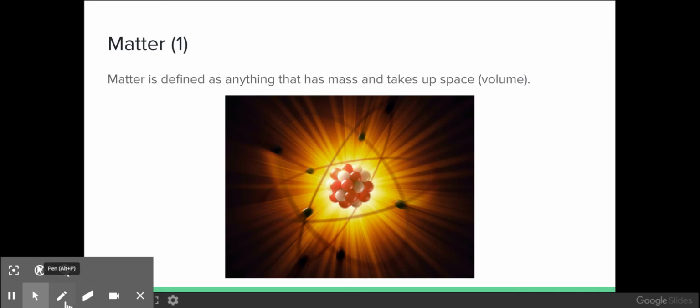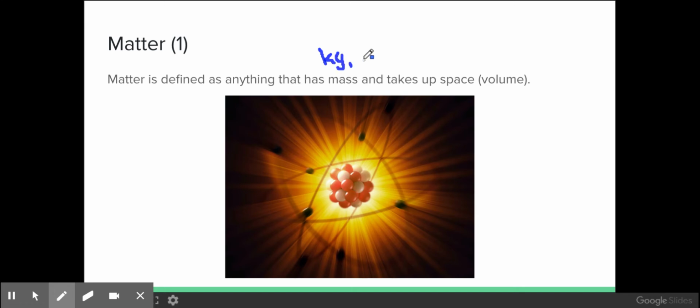Matter is defined as anything we can measure the mass of, the SI unit of which is kilograms, or sometimes we simply just use grams to measure mass, or anything that takes up space. If it has a volume in meters cubed, or we can measure its volume in some denomination of liter. If both of those things are true, it's matter. Atoms are matter because they physically take up space and they also have a mass associated with them.